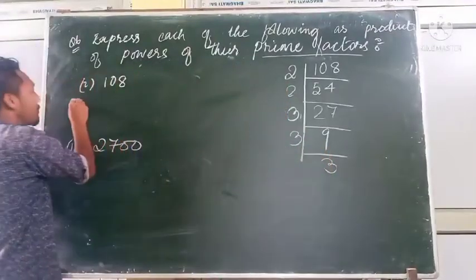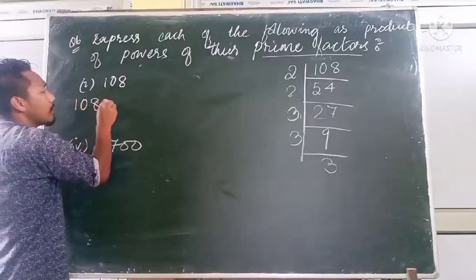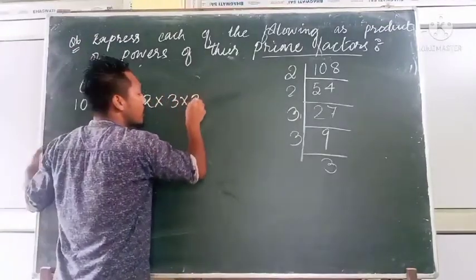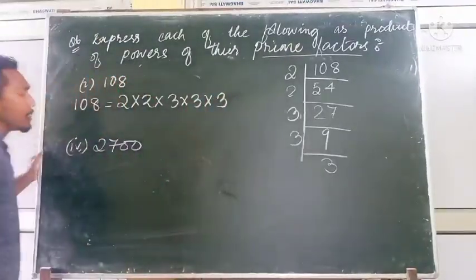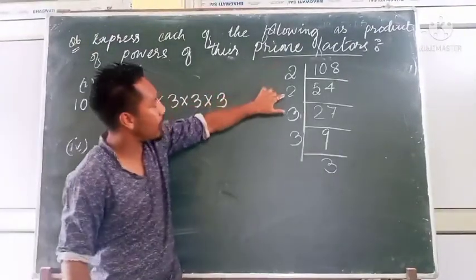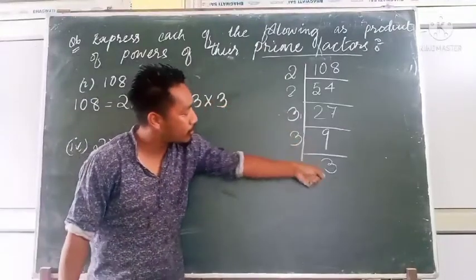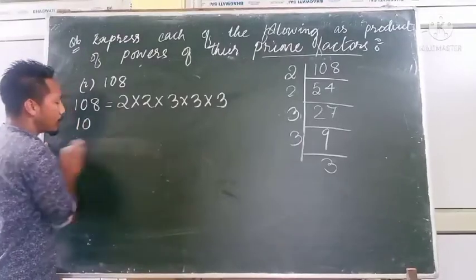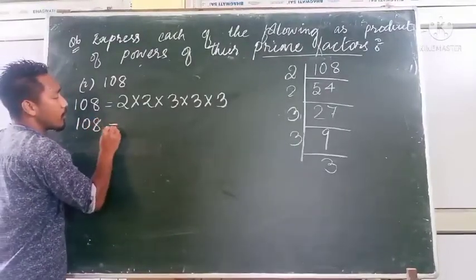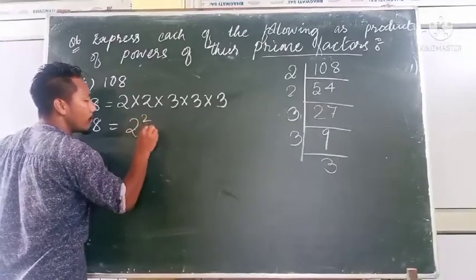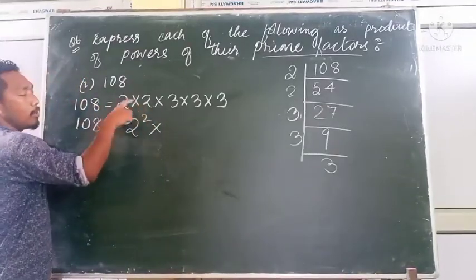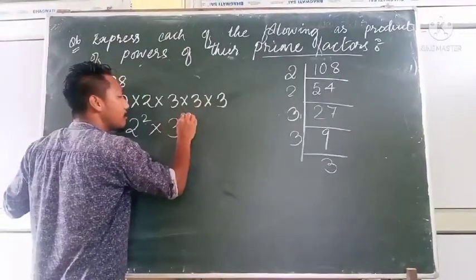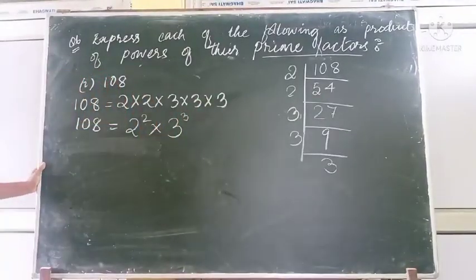So 108 we can write as 2 into 2 into 3 into 3 into 3. Next, 108 is equal to how many 2s do we have? We have only two 2s, so the power is 2 here. How many 3s do we have? We have three 3s, so I have to write the power 3. So this is your answer.